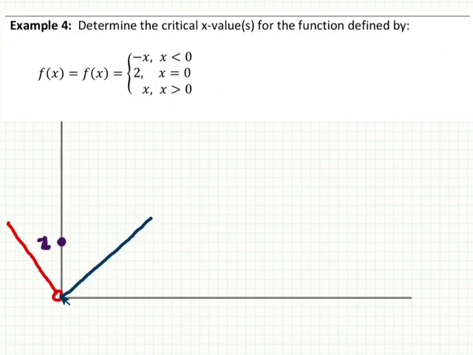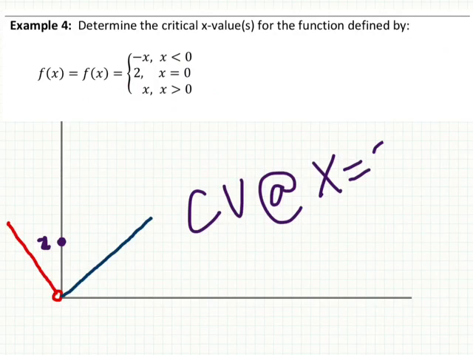It's not differentiable here. So my critical value here for this particular function, my CV, if you will, is going to be at x equals 2. I'm sorry, x equals 0. And again, the reasoning is that it is defined, but the derivative does not exist.